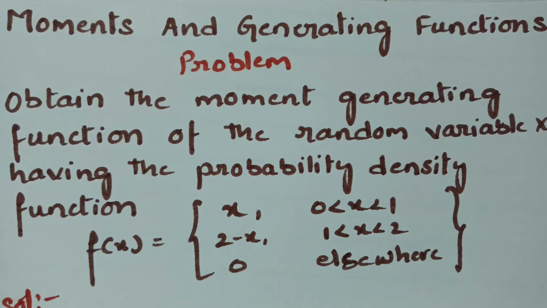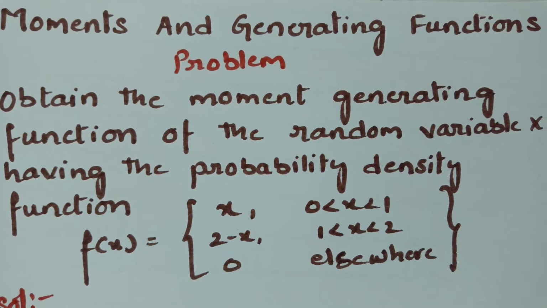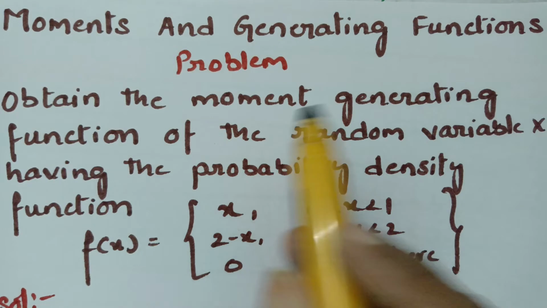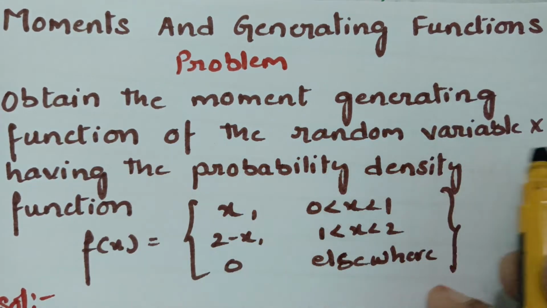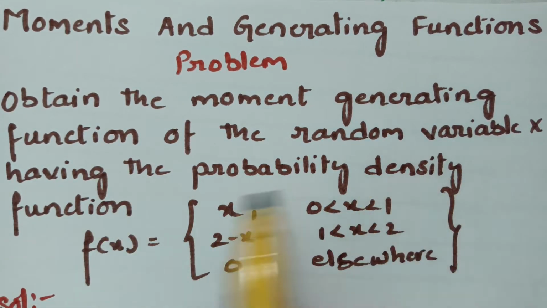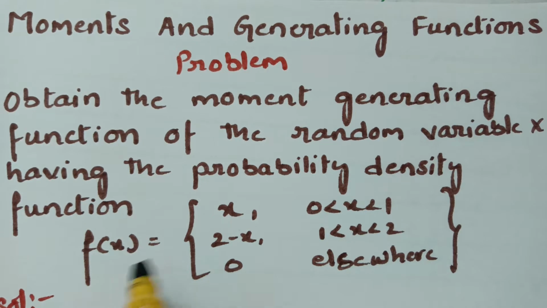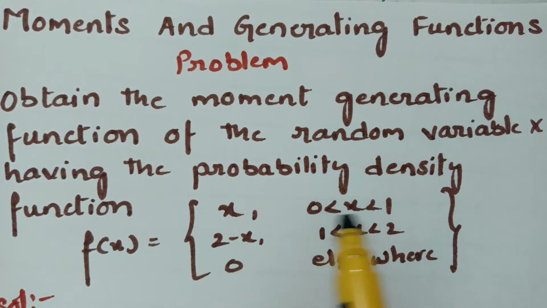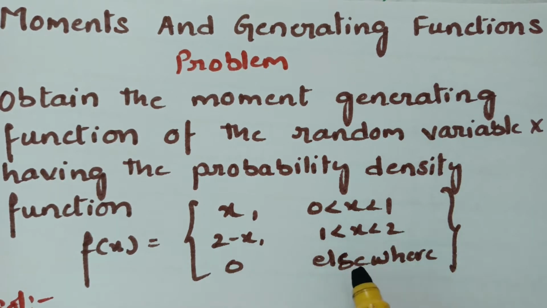Today's video is on moment generating function, and the problem here today is: obtain the moment generating function of a random variable x having the probability density function f of x equal to x when x lies between 0 and 1, 2 minus x when x lies between 1 and 2, and 0 elsewhere.